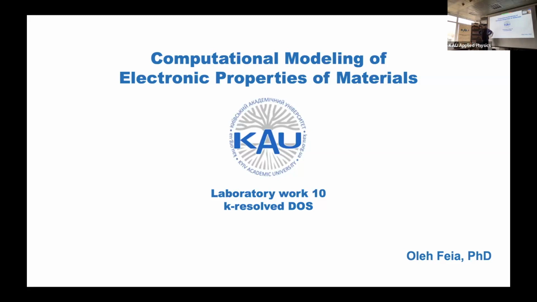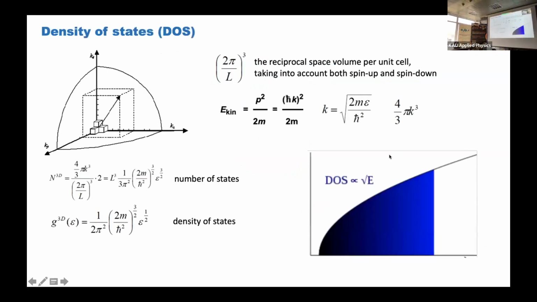So we will combine density of states and band structure. It's the so-called k-resolved DOS, or it's also called fat bands. What are fat bands? K-resolved means that we plot... Okay, I will explain this later.